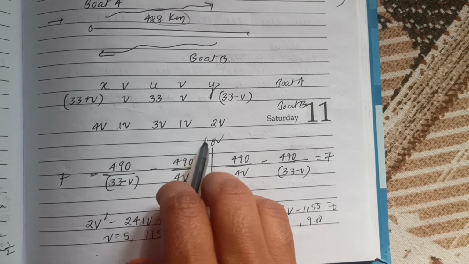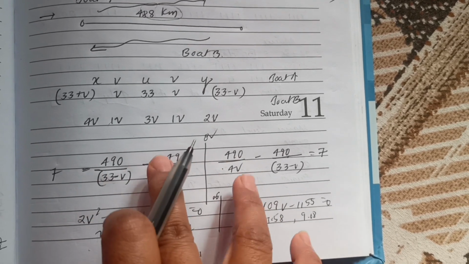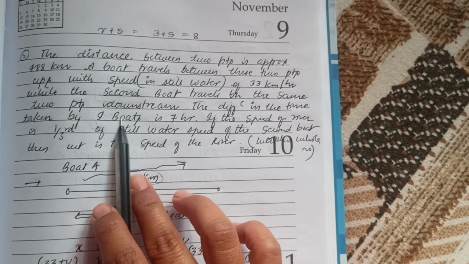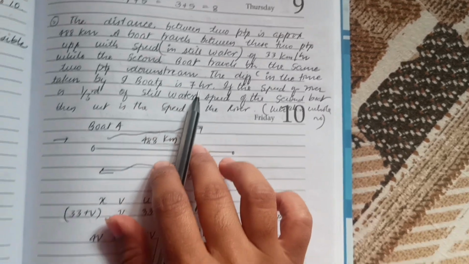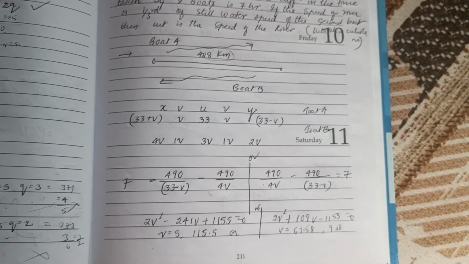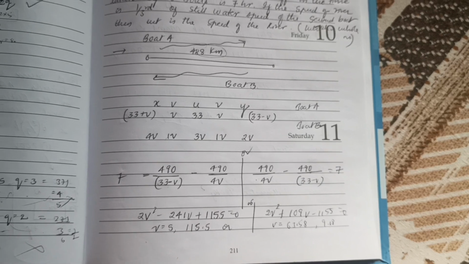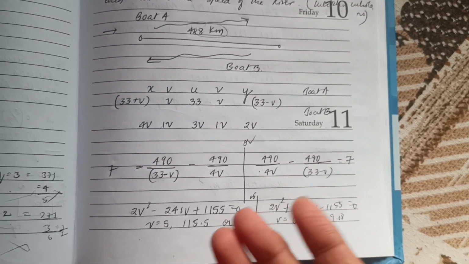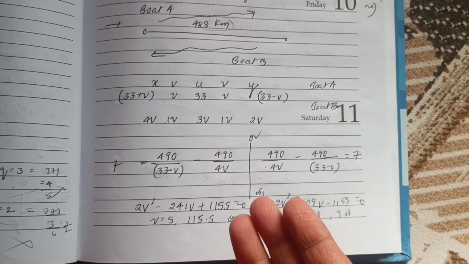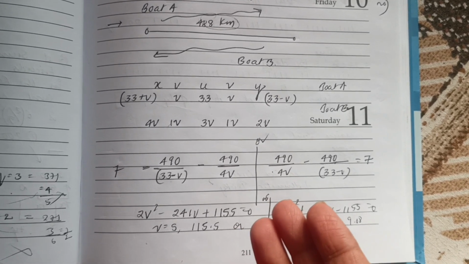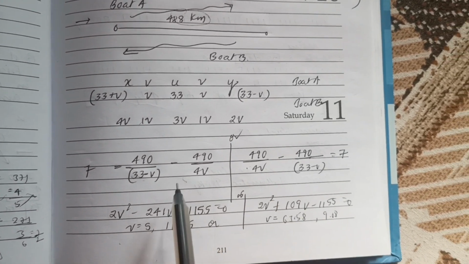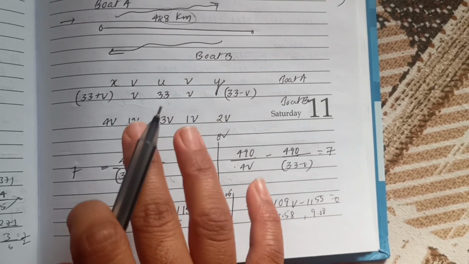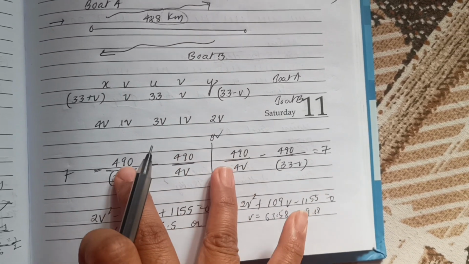Here I have taken the two cases because they only mentioned that the difference in the time taken by both the boats is 7 hours. They did not mention which boat takes more time, or which boat has the higher speed. They haven't mentioned anything like that. Since it is a difference, it may be a minus b or b minus a, so that's why I have taken the two cases here.